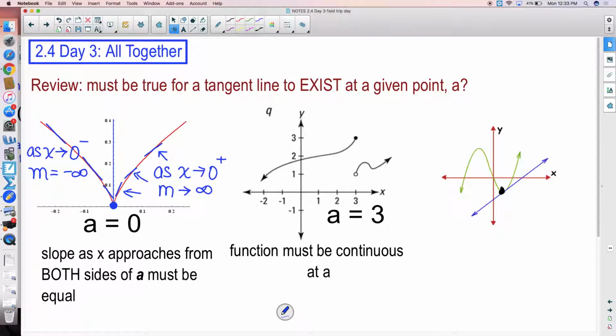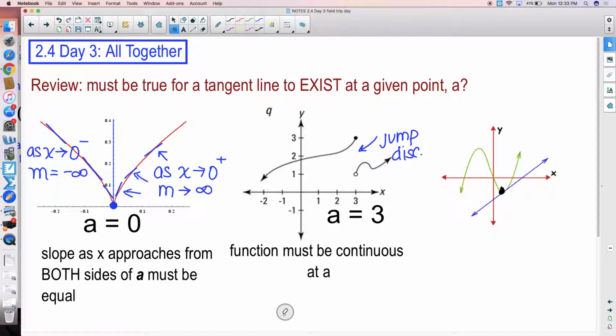In the center graph, you've got 2 real issues, but the first problem is that the function must be continuous at a. You have a jump discontinuity here, and therefore there cannot be a tangent where the function doesn't even have continuity.